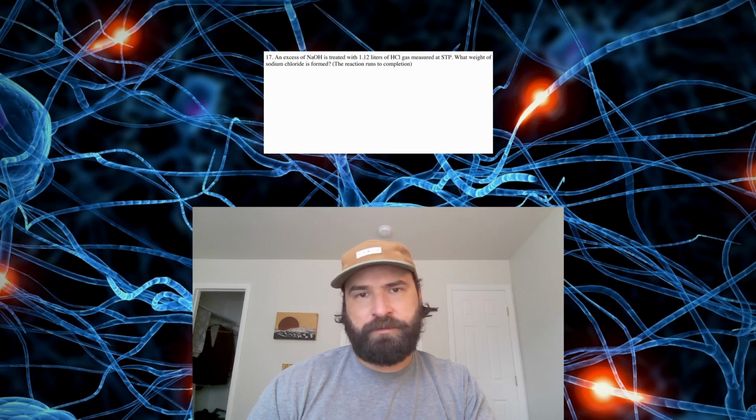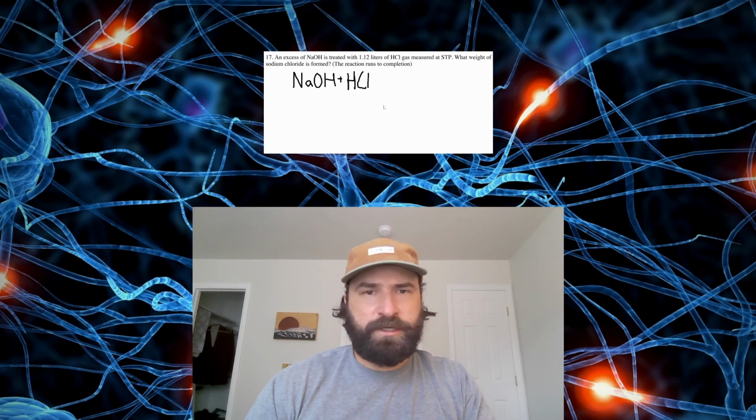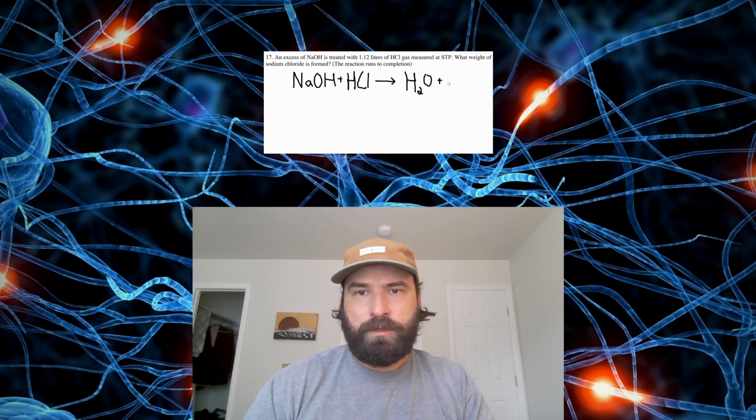All right, so the first thing we want to do here is write a balanced equation. So we're going to start with NaOH and HCl. This is going to be a double replacement reaction. We've got a strong acid and a strong base, so we're going to get a salt and water in this instance. The H is going to hop on with the OH and make H2O. And then we're going to have a salt, which is NaCl in this instance.